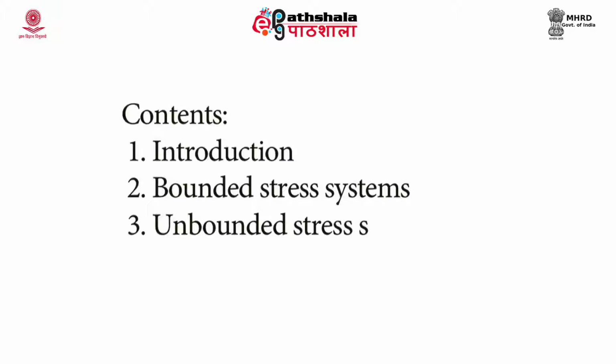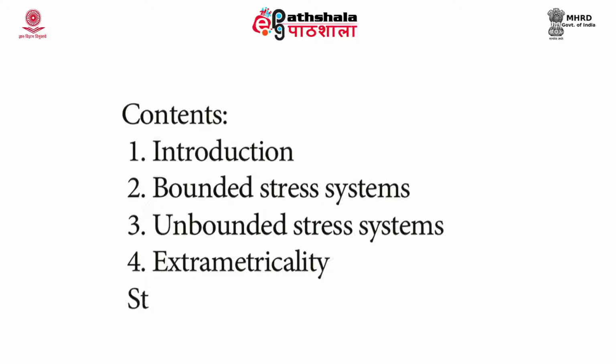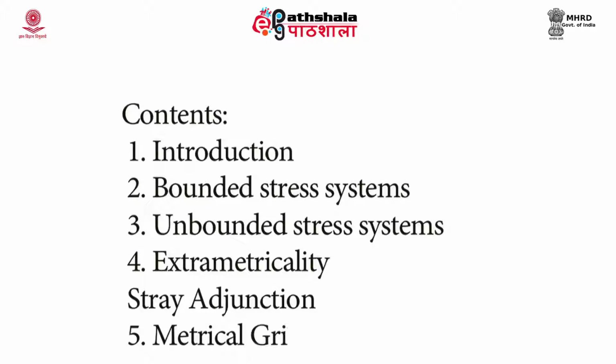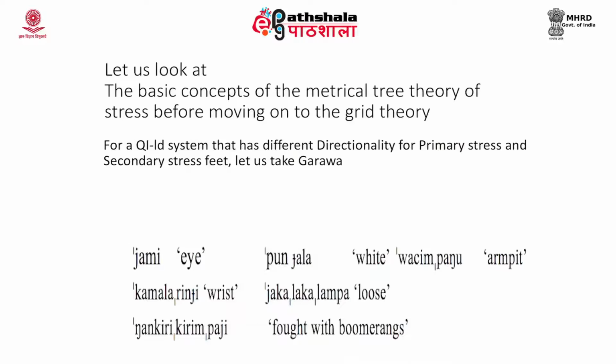Now, we have looked at the different parameters of word stress in the last module, such as quantity sensitive, quantity insensitive, left dominant, right dominant, bounded, unbounded, etc. So we need not talk about them at this stage, but let's look at some examples of the various stress systems that exist in the world. Let's begin with the quantity insensitive, left dominant system.